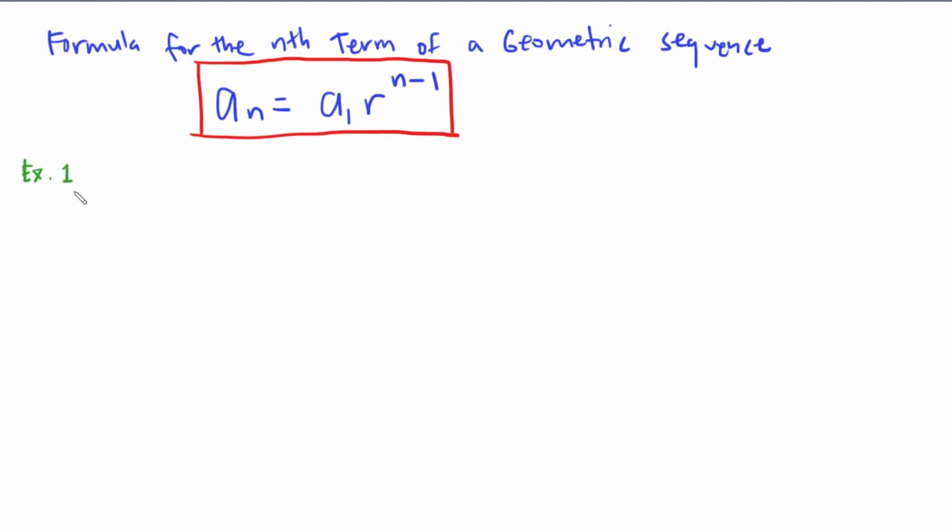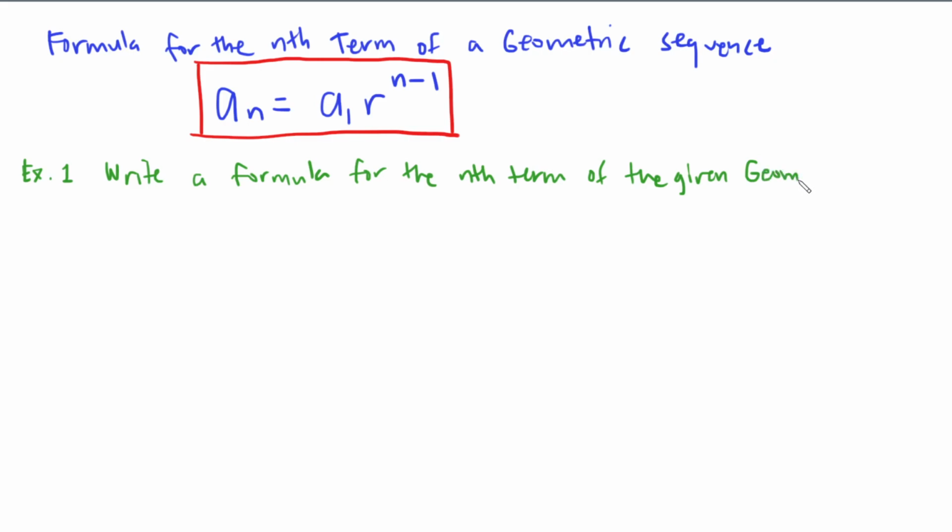Okay. So, write a formula for the nth term of the given geometric sequence. Okay. So, 8, 2, 1/2, 1/8, and 1/32, then that.